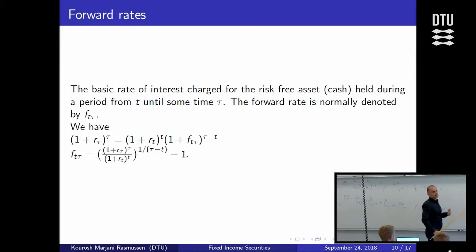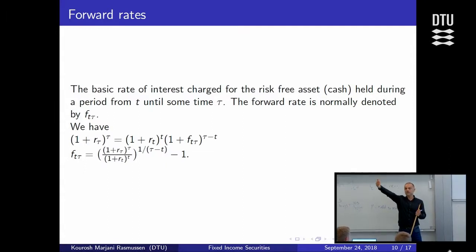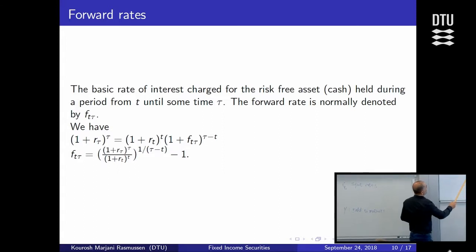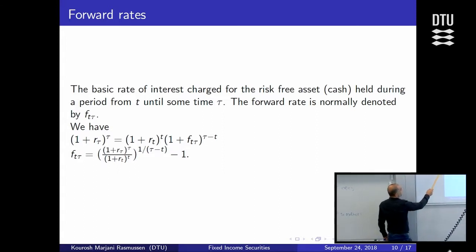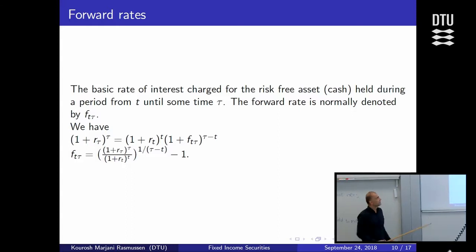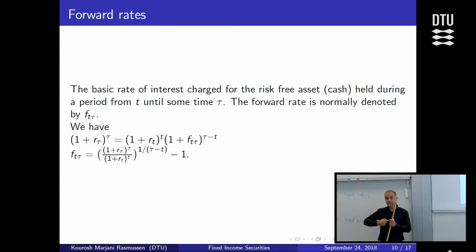Now, a forward rate is essentially a spot rate from some time in the future to some time further in the future. Let's say I'm discounting 1 krona forward by the spot rate, which is called R tau. So I can just say 1 plus R tau to the power of tau. Let's say tau was 10, so this is the 10-year spot rate. So 1 plus the 10-year spot rate to the power of 10 would be discounting 1 krona forward 10 years with a 10-year spot rate.